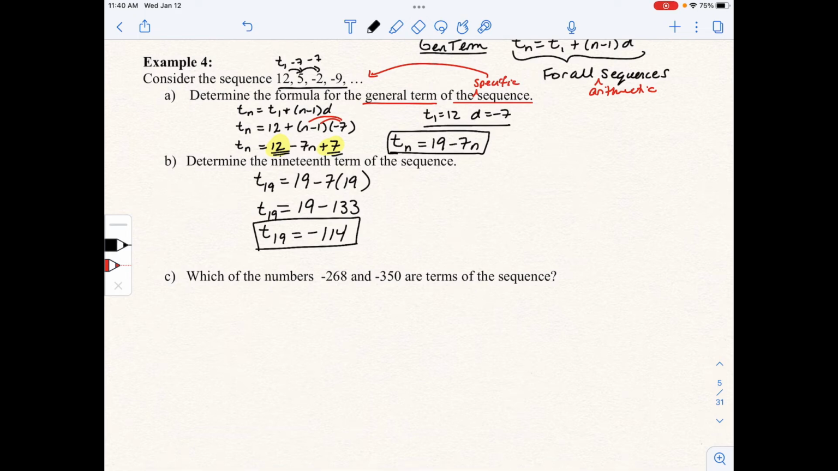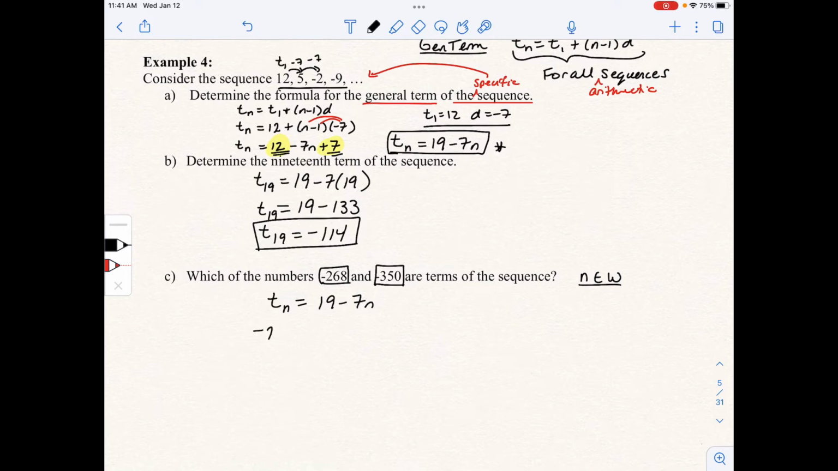Okay? Now, which of the numbers, negative 268 and negative 350, are terms of this sequence? Well, there's a few things we could do there. I'm going to use this simplified formula. So I've got Tn is 19 minus 7n. And I know if these are terms in the sequence, then n would have to be a whole number.